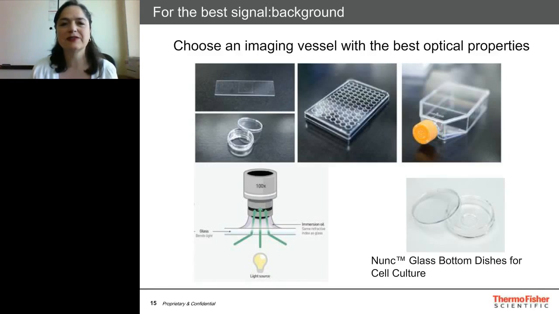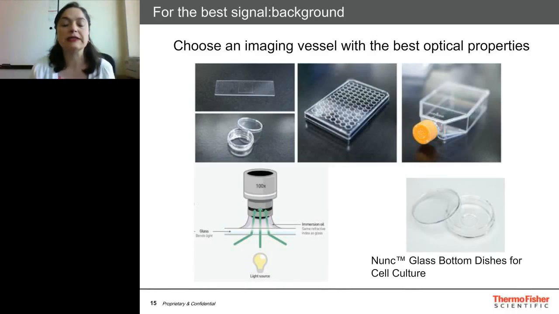And that's because if you look in the little cartoon, at high magnification and high resolution, the glass is the best match for immersion oils that a lot of high magnification objectives use, because the refractive index is matched, the oil to the glass, to the optics in your objective. So you'll just get the best image there if you use a glass vessel.